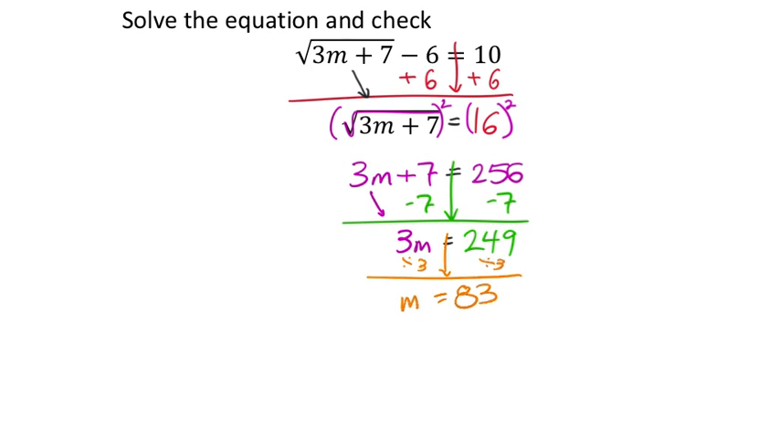That's the question. So we have to come back to the original equation, all the way back up at the top, and we're going to check for truthfulness. Let's replace the m with the 83.